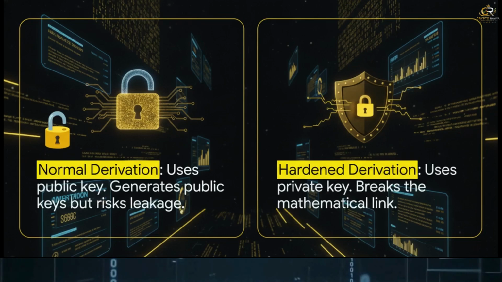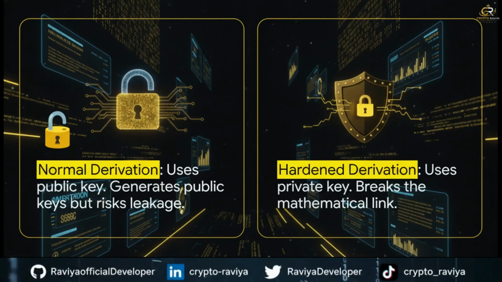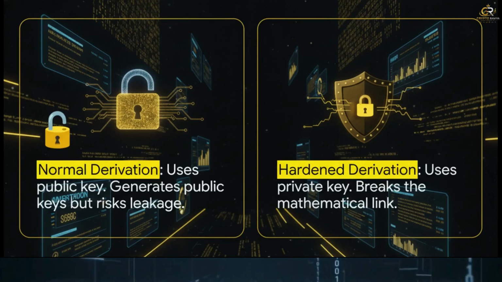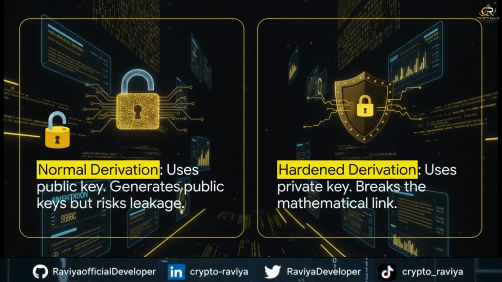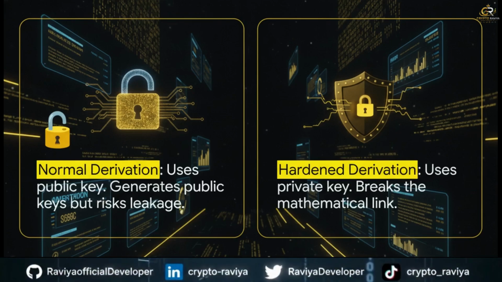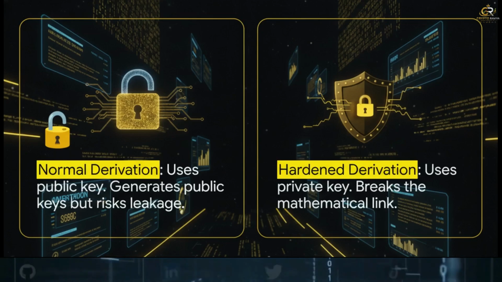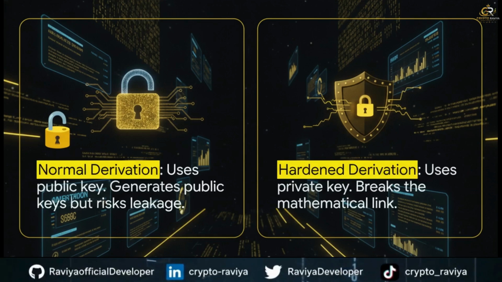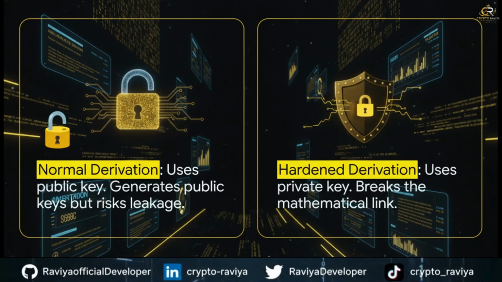Specifically, the really important security differences between the two methods, normal and hardened. The crucial thing to understand here is the trade-off. In normal derivation, the child key is generated using the parent's public key along with the chain code and an index. This is incredibly flexible because it lets you generate new public addresses without ever exposing the private key. But there's a huge risk here.